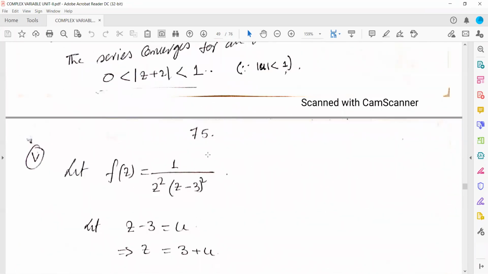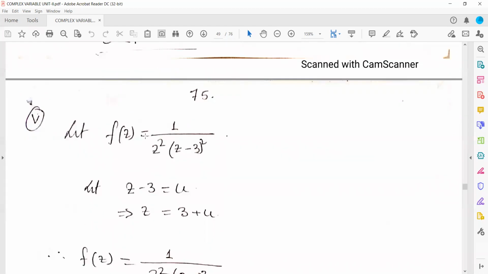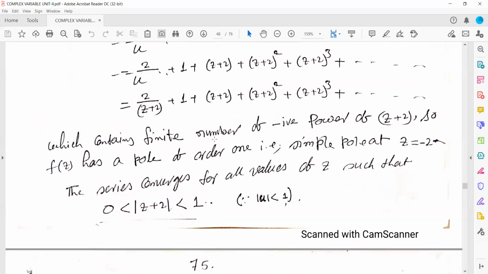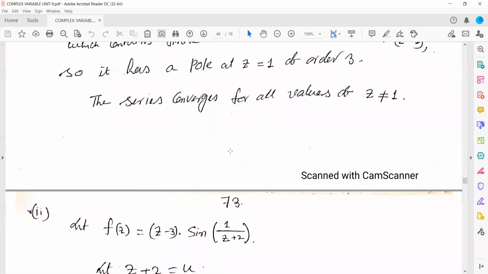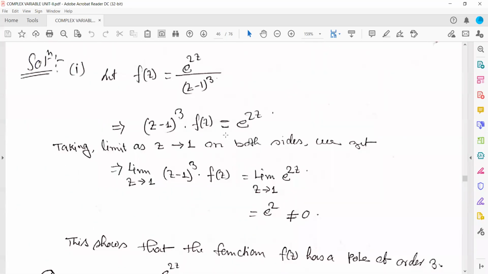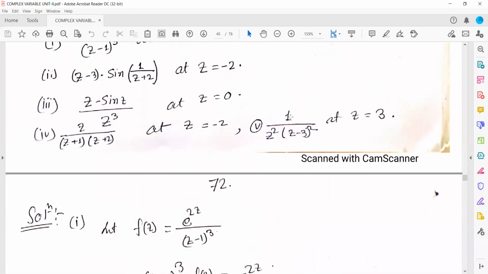Now this is question 5. Now this is what? 1 upon z square into z minus 3 whole square at z equal to 3. You need to check whether this z equal to 3 is your, z equal to 3 is your what? What kind of singularity it is?